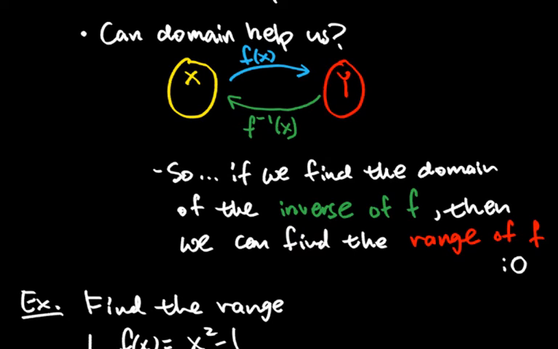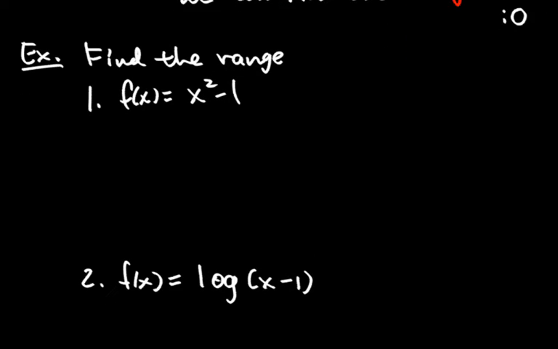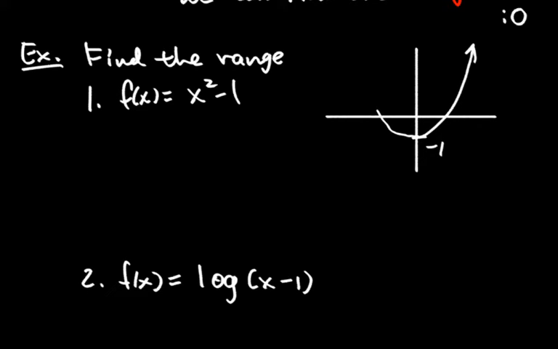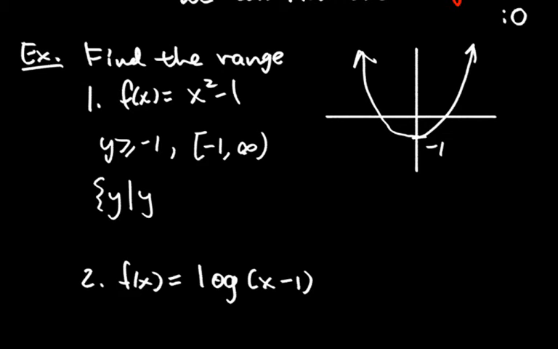All right, so let's find the range of this thing. There are a few ways that we can do this. One way is graphing. We know that the vertex is going to be at -1, so this is a parabola shifted down 1 unit. It goes up like that. So the range, you can say, is y is greater than or equal to -1, or the interval notation version, or this set notation version. Again, they all mean the same thing.